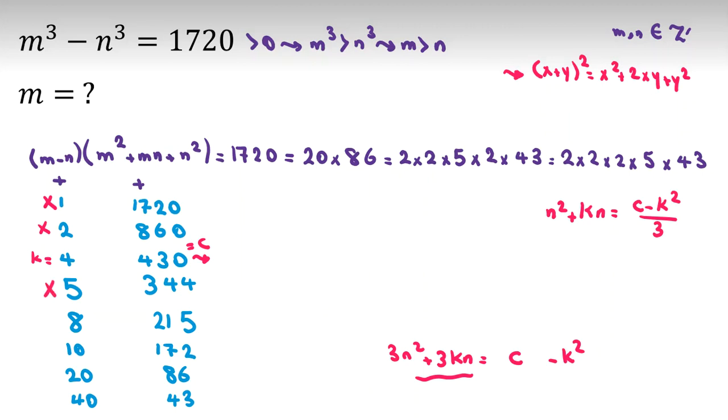This one will be bad. This one: 215 minus k squared, minus 64. The remainder of this number is 1 when divided by 3. The remainder of this number, 2 plus 5, 7. 7 plus 1, 8. It will be 2. Again, this is bad because of considering the remainder when divided by 3.